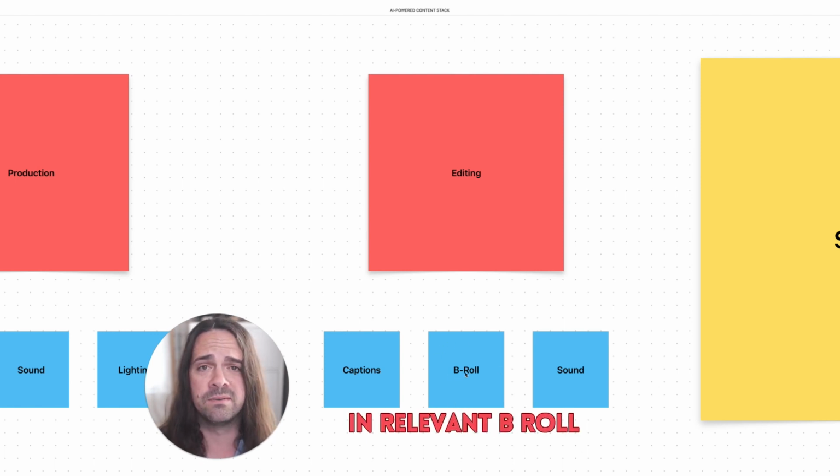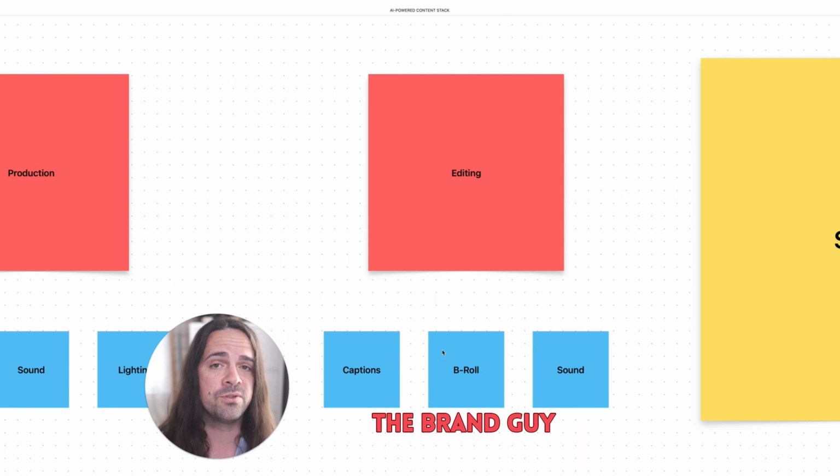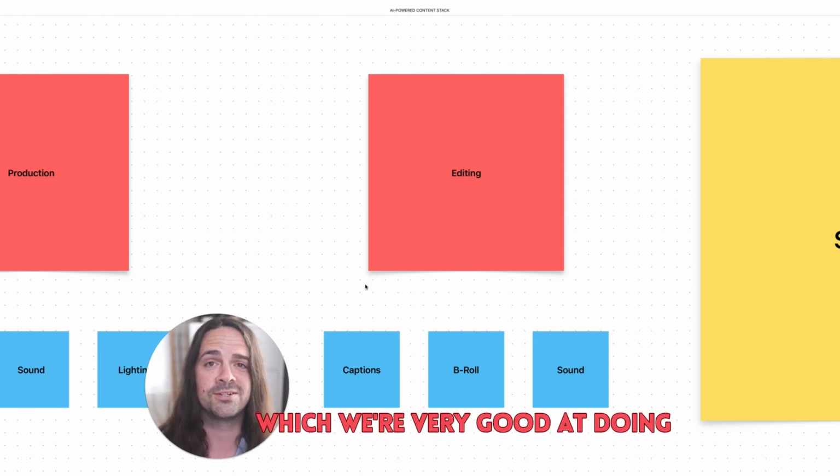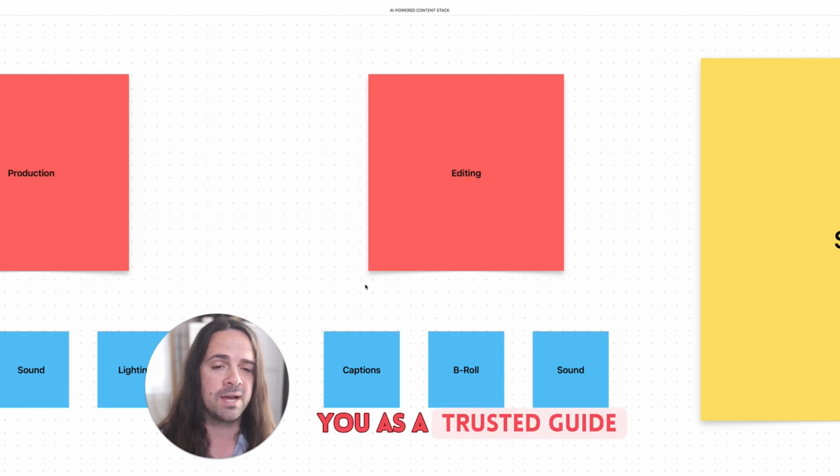We're going to add in relevant B-roll, and we're going to follow the brand guide that we created in the first step to create a branded short form video that will create brand consistency and start to get you brand equity in your market, right? And if we're doing our job right, which we're very good at doing, we're going to establish you as a trusted guide in the real estate world.